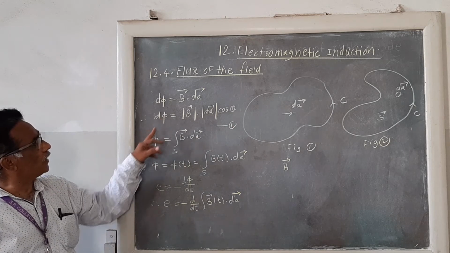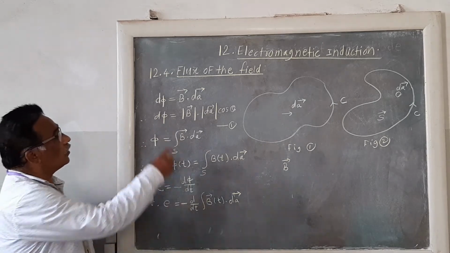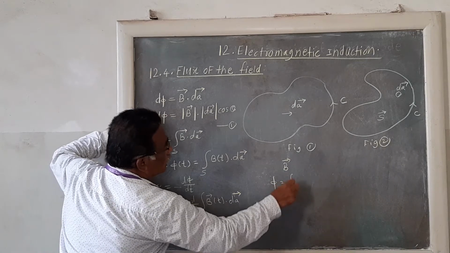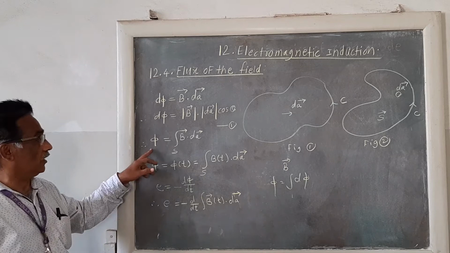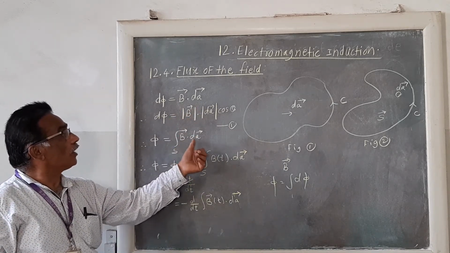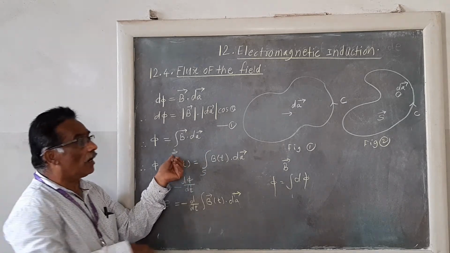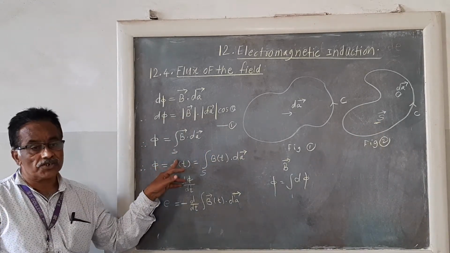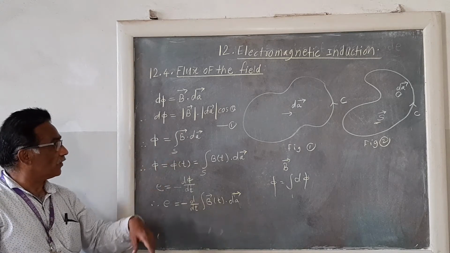If you want the total magnetic flux, we have to take the integration of this. So, integration of d phi is phi. I can write phi is equal to integration of d phi, that is the total magnetic flux, which is given by integration of B dot dA over the entire surface. S is the surface, the entire surface under consideration. So integration is taken over the entire surface.